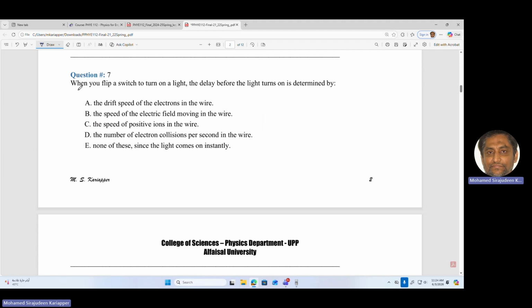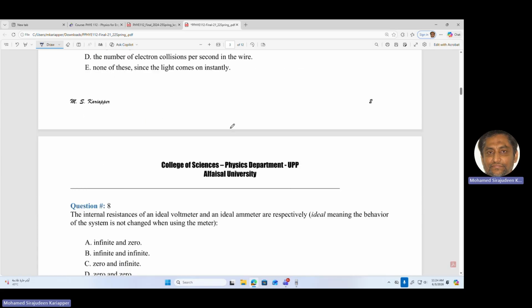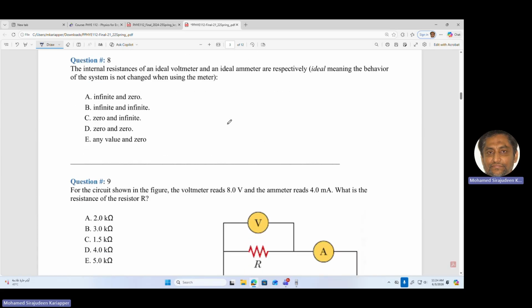This is also a very standard question. I repeat every time. So the reason is this, right? Is electric field that is moved. Number 8, internal resistance of an ideal. It's also sometimes a repeating statement question, so we don't have to spend too much time on it. So the voltmeter should have an infinite resistance and the ammeter should have a 0. Okay, so this is out, infinite, and A is the answer.